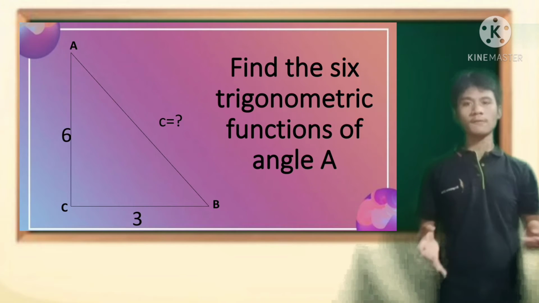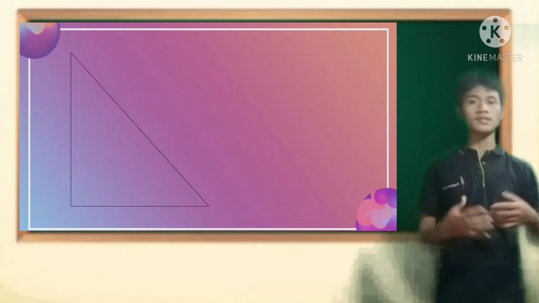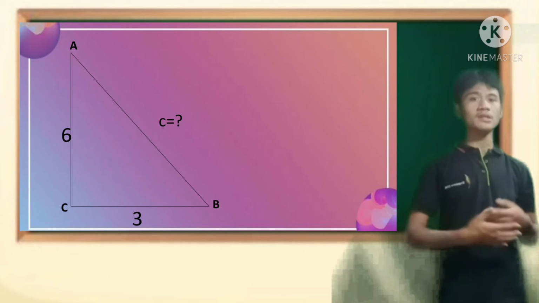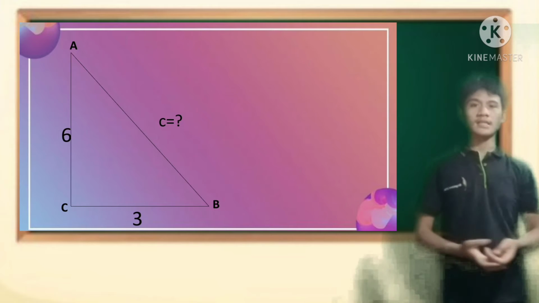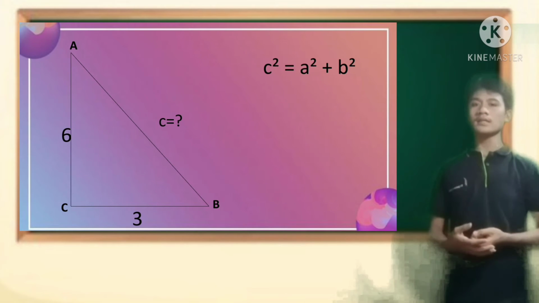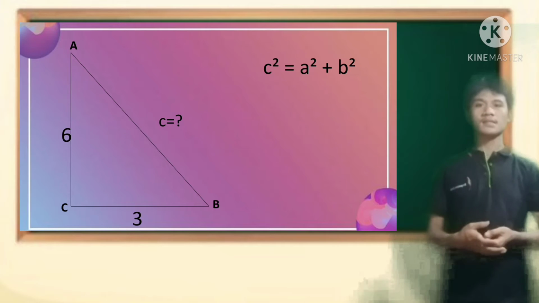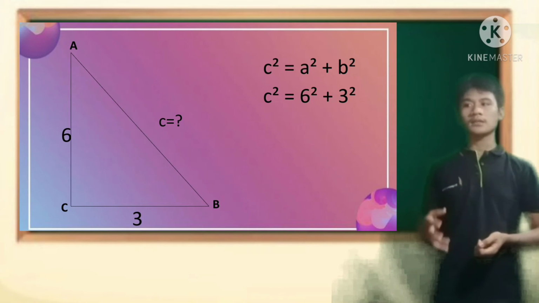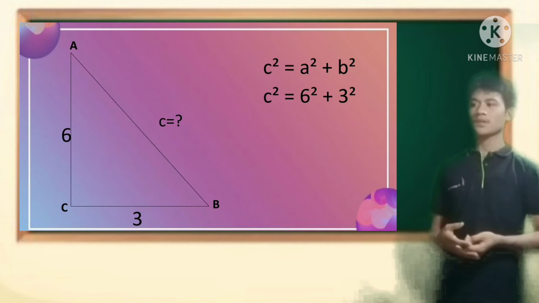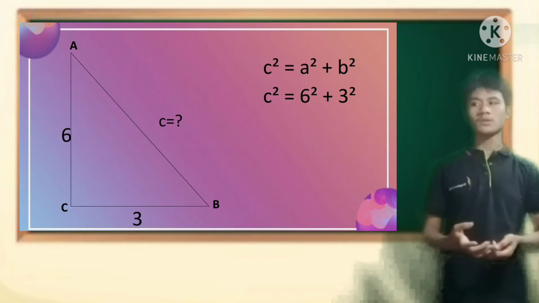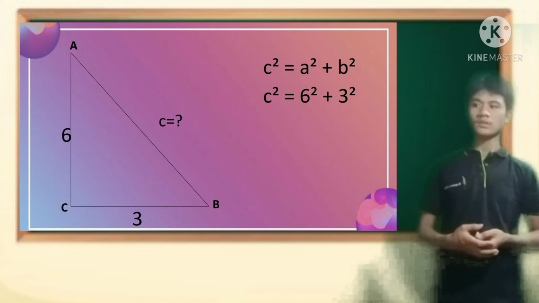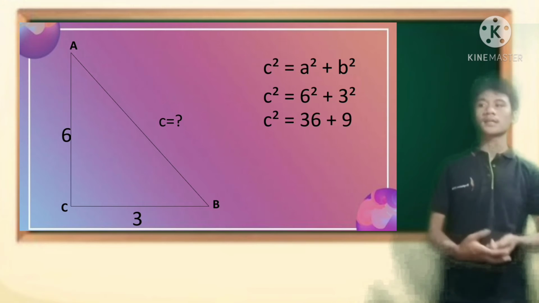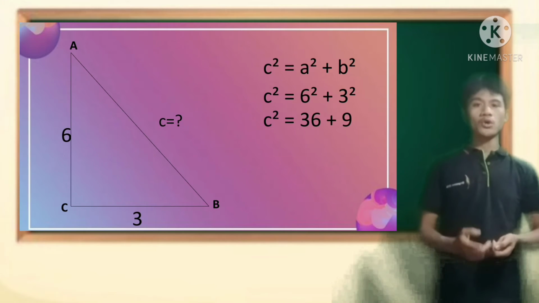So first, in order for us to find the 6 trigonometric functions, let us determine the value of c. With this given formula, c squared is equal to a squared plus b squared. Just substitute the value of a, which is 6, and the value of b, which is 3. So c squared is equal to 6 squared plus 3 squared. c squared is equal to 36 plus 9. Then c squared is equal to 45.